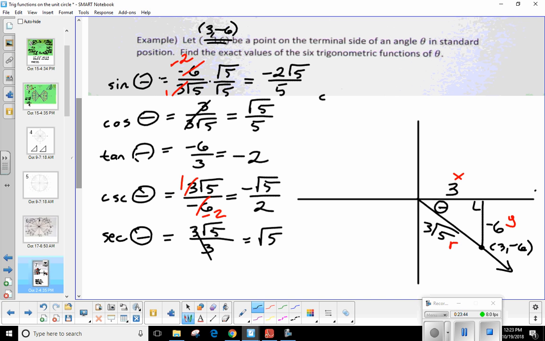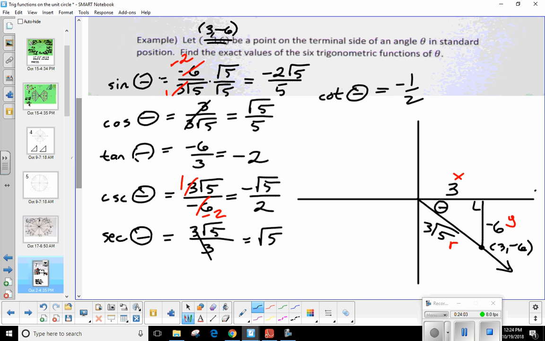Okay. Last up, cotangent of theta. This one here is just the reciprocal of tangent, or look at your diagram. Either way, -1/2. That's it. How are we doing? Anybody having a hard time?